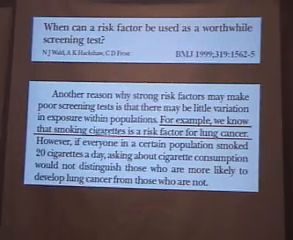It's also an analogy that has been mentioned several times. It was mentioned also in British Medical Journal by Wald some years ago. No one will question that smoking is a major risk factor for lung cancer. Nevertheless, if everyone in a certain population smoked 20 cigarettes a day, asking about cigarette consumption would not distinguish those who are more likely to develop lung cancer from those who are not. And it's the same with risk factors for cardiovascular disease. They are so prevalent that you cannot use them for prediction.